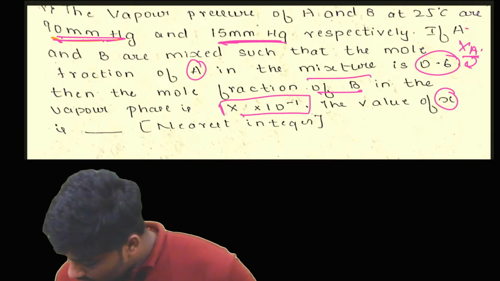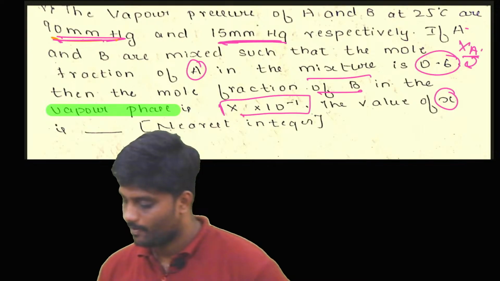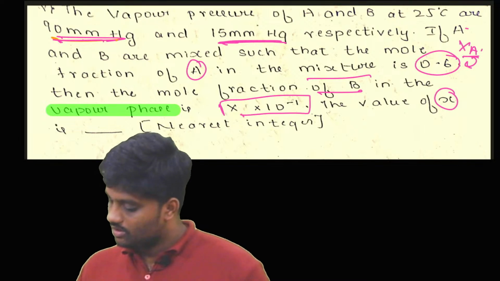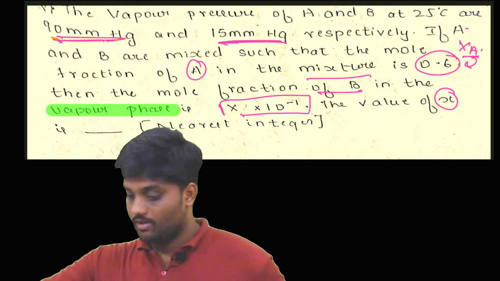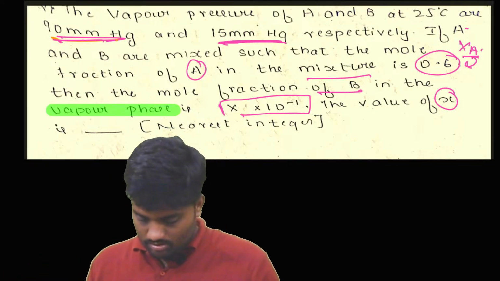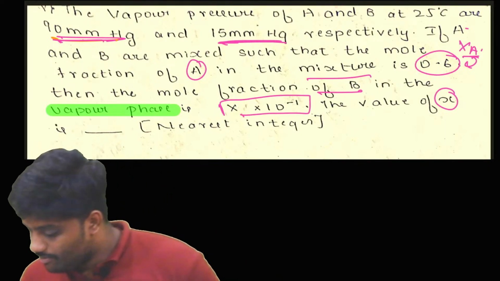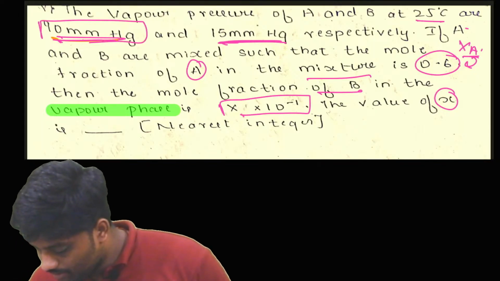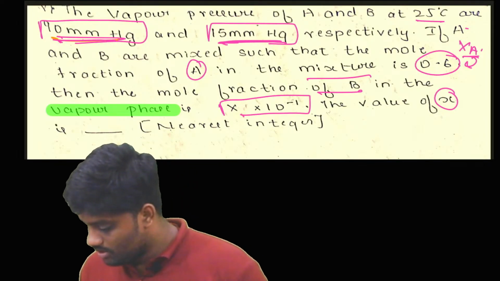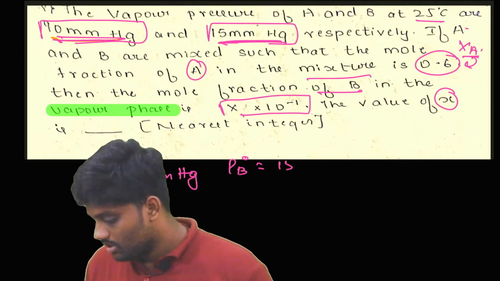Okay, you know that. Sir, vapor pressure of, just give me a minute. Read the question once again until then. Vapor pressure of A and B at 25 degrees Celsius. They have given the vapor pressure of A and B. That means PA naught is equal to 90 mmHg, and PB naught is 15 mmHg.